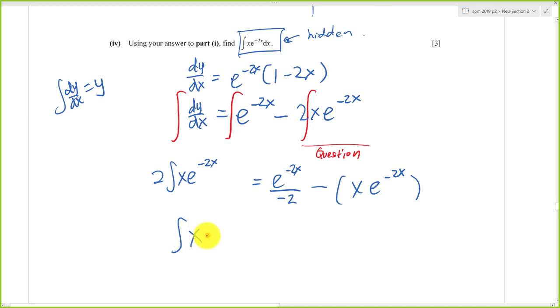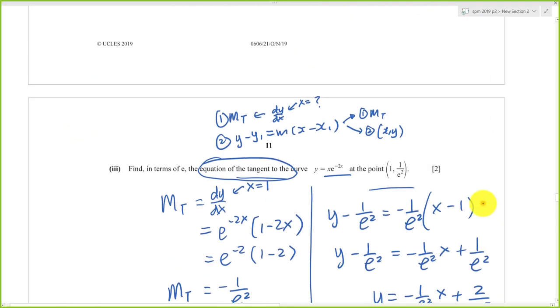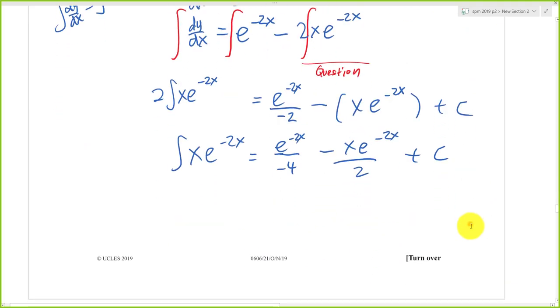So therefore, I integrate x e^(-2x). I don't like the 2 here, so I'm going to divide by 2 for every single one. Then I will get e^(-2x) over negative 4 minus x e^(-2x) over 2. Just like that. If you prefer to join them together, you can do that. And remember plus c, definitely. Remember plus c. Yep, so far so good. Integration. Okay, seems like you are all very smart.